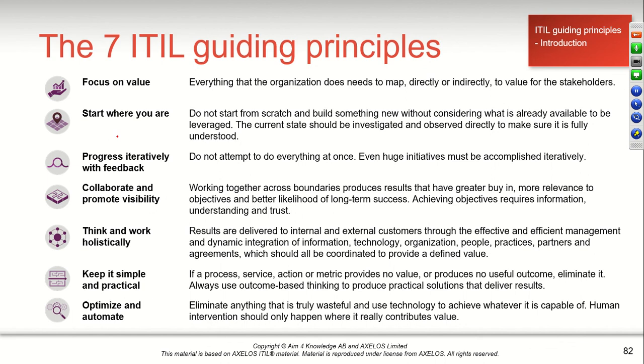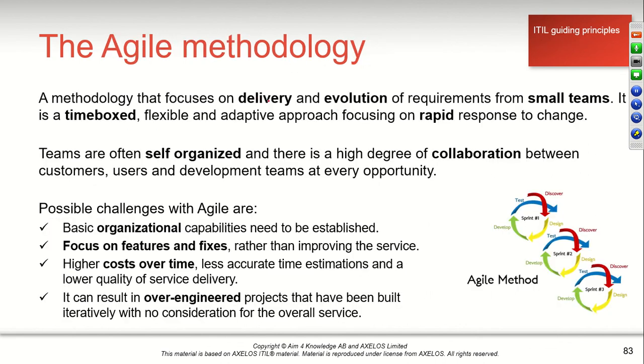Then the last one is optimize and automate. All your resources should be used to the best benefit. Eliminate anything that is truly wasteful. Use technology to achieve whatever it is capable of achieving. Eliminate waste, ensuring that anything that can be automated, that the computer can do, approvals that can be automated, are automated. Reduce the human intervention as much as possible. That is what we discuss under optimize and automate.